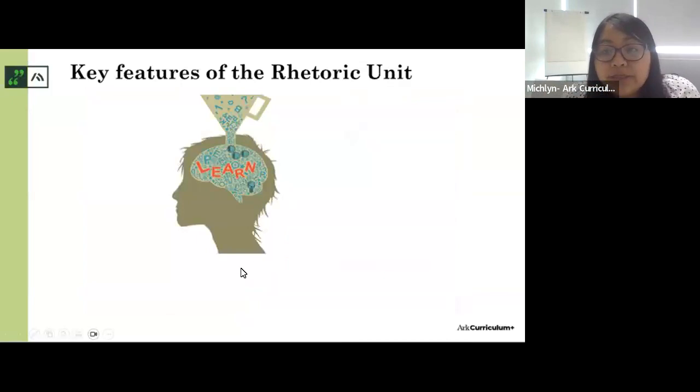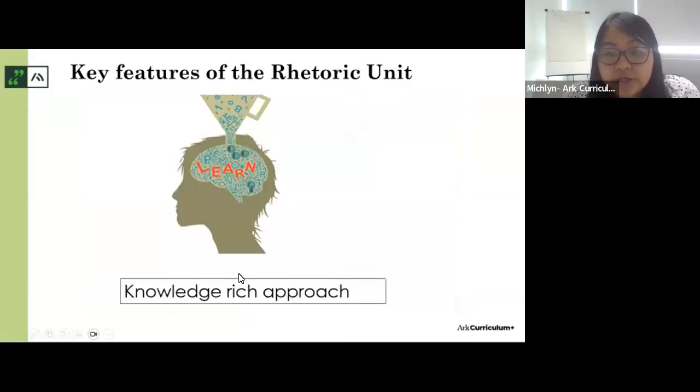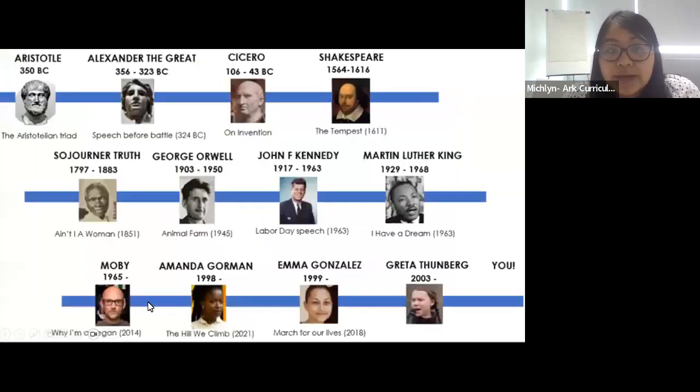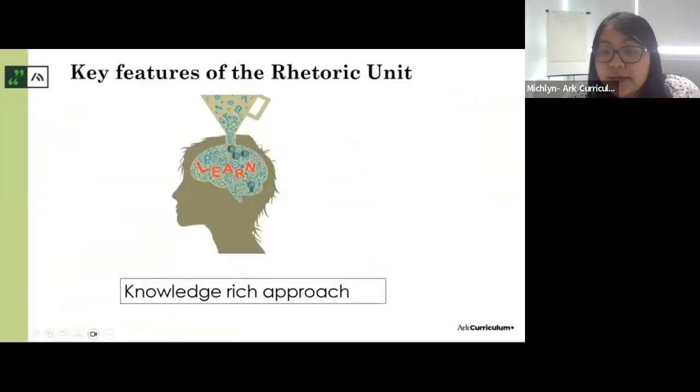And lastly, what we think really strengthens our unit is our knowledge-rich approach to rhetoric. As we identified earlier, students perhaps use a mnemonic because they lack knowledge and substance. What we really want for our students is a really solid foundational knowledge. So we link our rhetoric unit with prior knowledge in the curriculum.